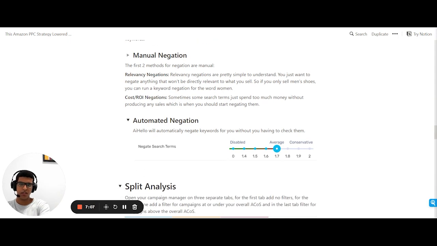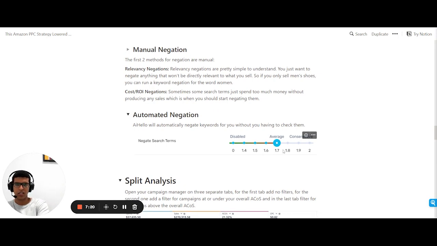Then you also have automated negation. Automated negation, again, is just handing this over to a system. You just tell the system how aggressive or conservative you want to be with your negation. So with AiHello, for example, what you do is you just select like, hey, I'm willing to pay 2x my normal customer acquisition cost before I negate the search term. I'm only willing to pay 1.4x. And from there, the software will go through all of your campaigns, all of your search terms, everything, every single day to make sure that anything that crosses that threshold is automatically negated.